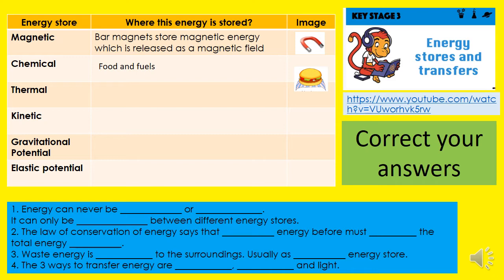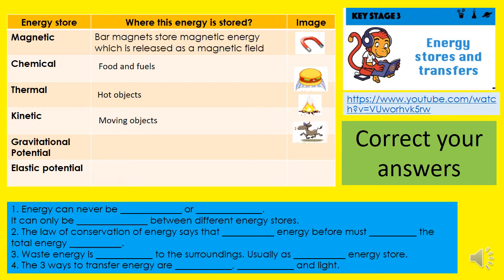Right, the next one is thermal energy store. Now thermal is linked to hot objects, for example fire. Now you may have also heard this word thermal energy, thermal, when you wear clothing to keep you warm. So a thermal jacket keeps you warm. Kinetic energy store was the next one, and it's linked to moving objects.